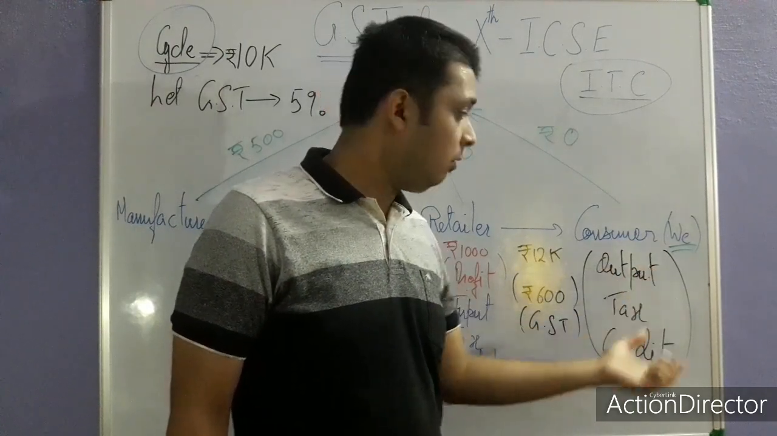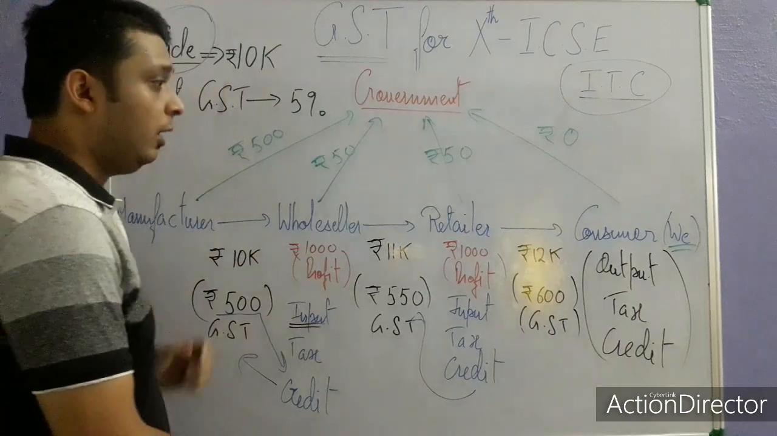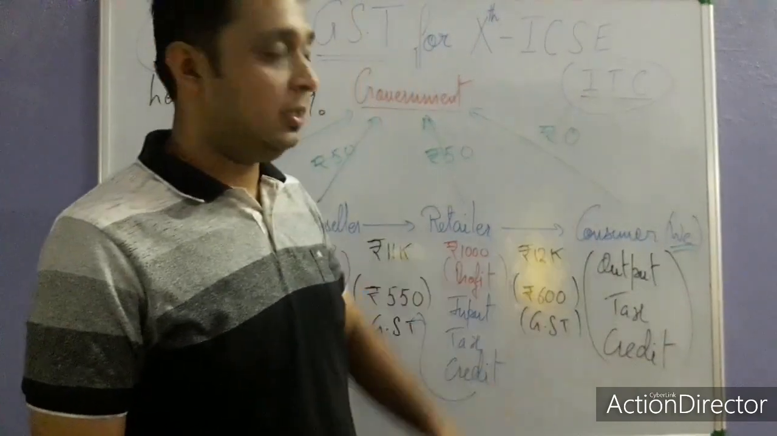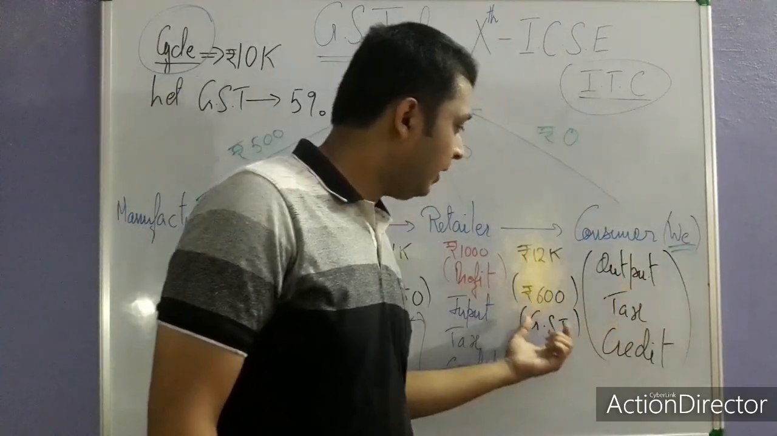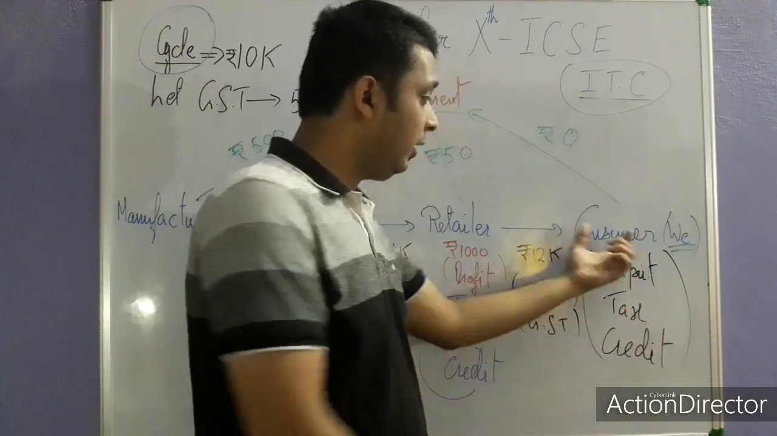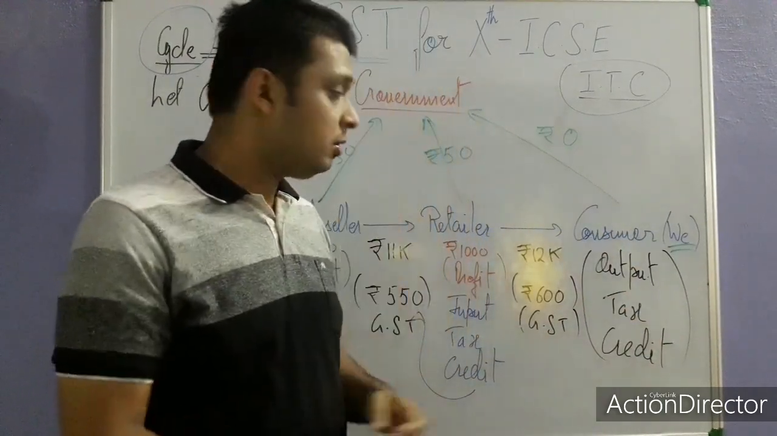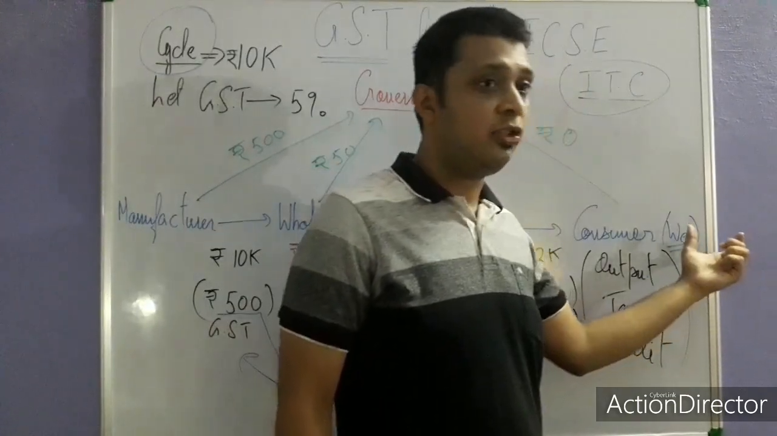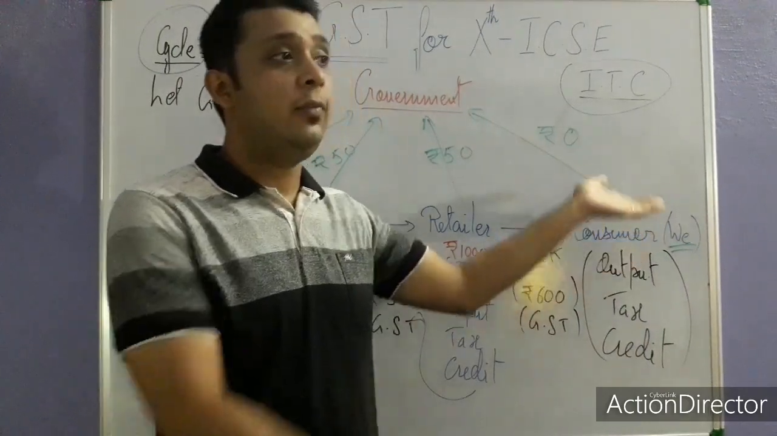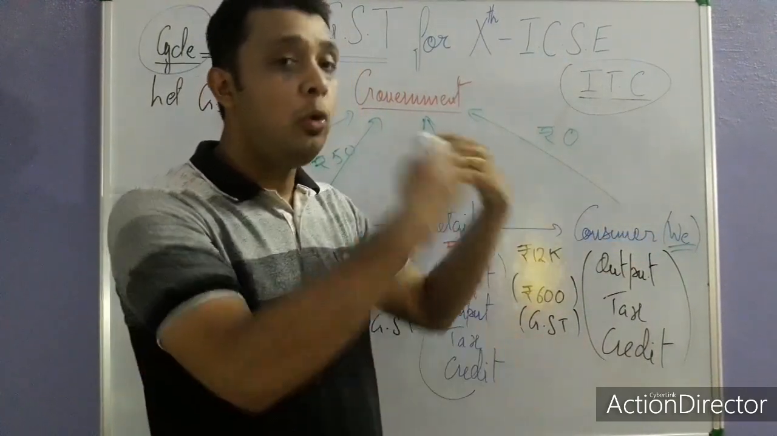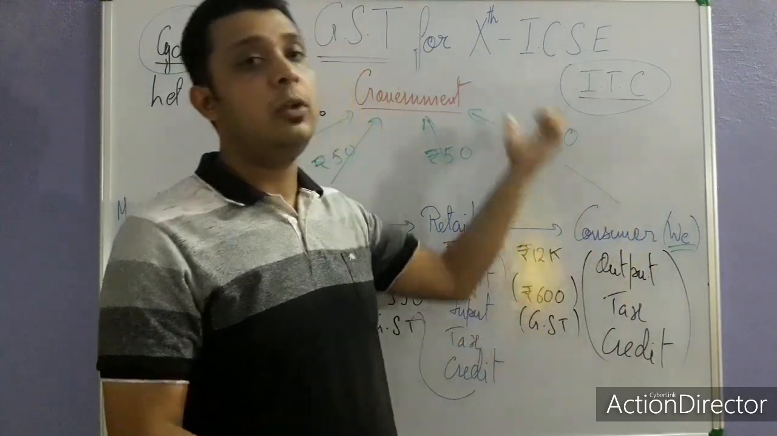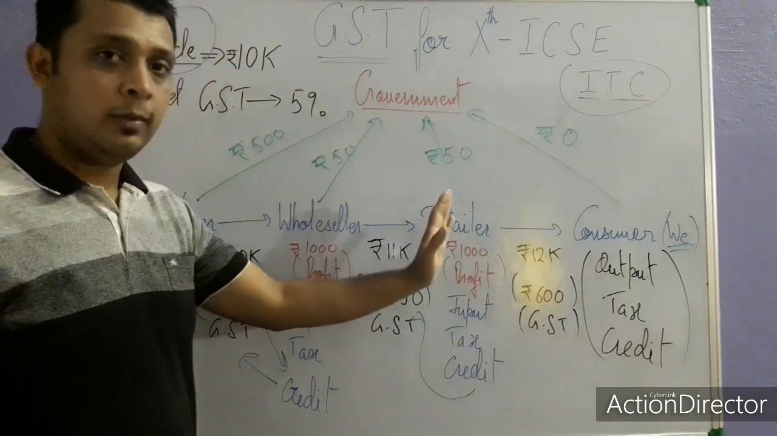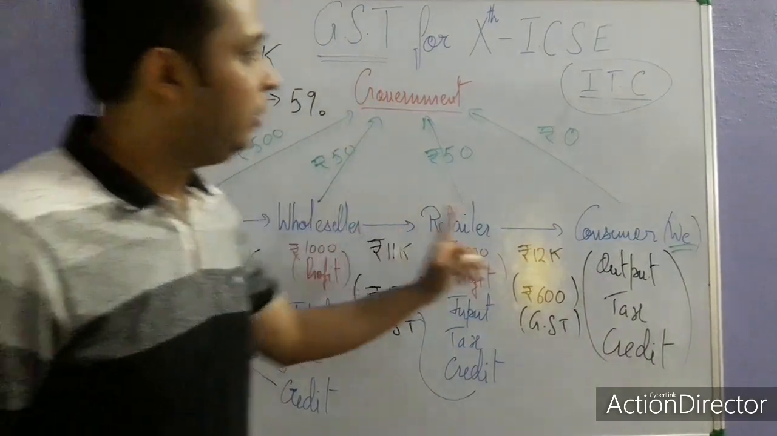Now if he does a business, then this 600 will be considered as the input in the case of a consumer, because this GST will go to the government, and then on further transactions he will collect more GST, and then through the consumer it will go to the government. And then again the same process follows. So let me just repeat it for the final time.